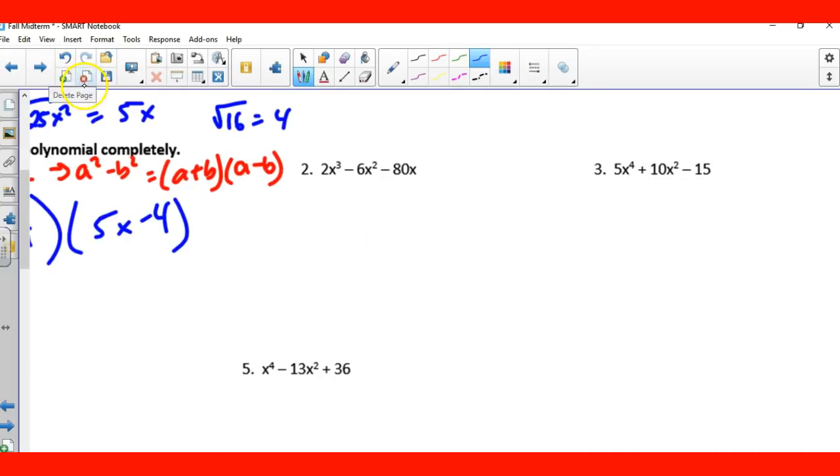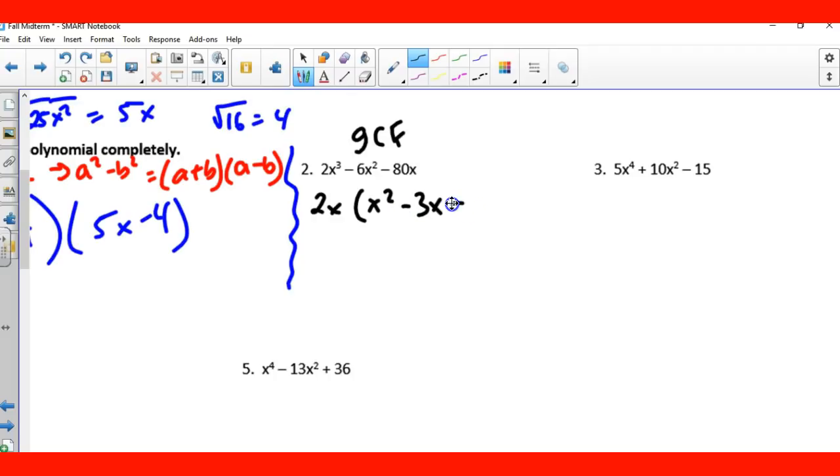Number 2. We have a cubic function. With this one, we're going to factor out the GCF. The GCF here is going to be 2x. So I factor out 2x. I have x squared minus 3x minus 40.